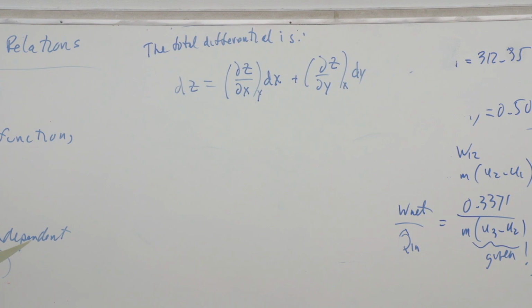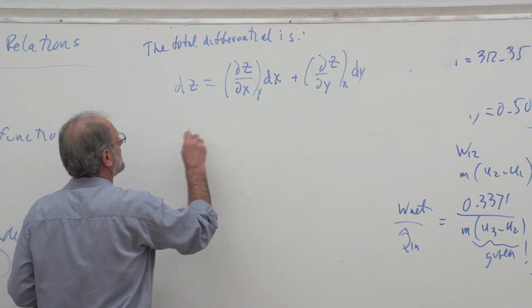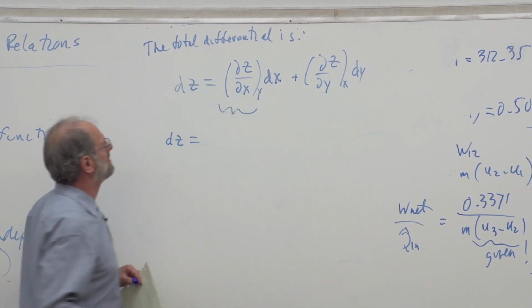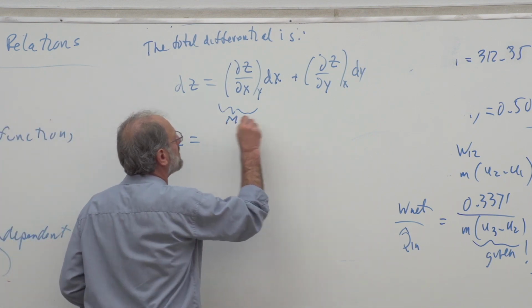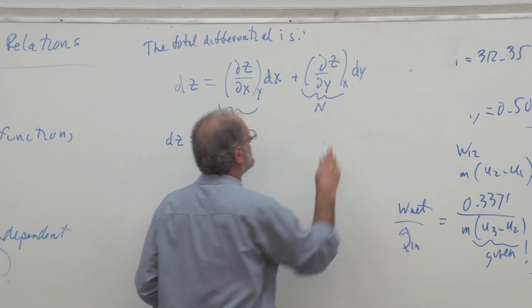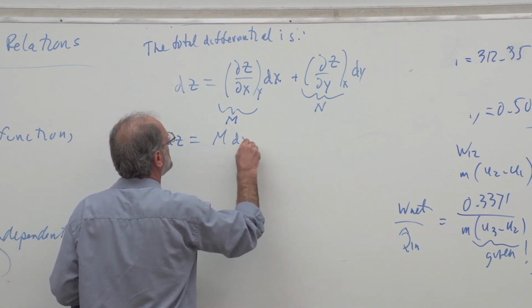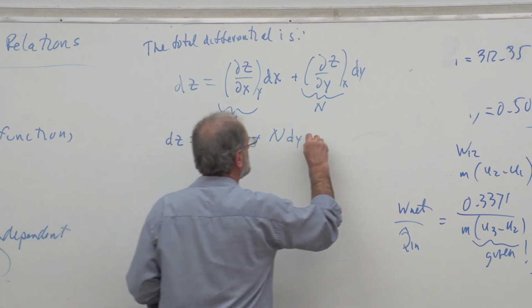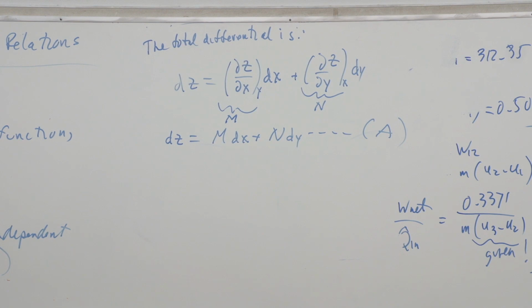Okay. Now, what I can do is I can change this a little bit. I'm going to let this first partial term be simply called M, and this second partial term N. So basically dz is equal to M dx plus N dy. Okay? And this particular equation, I'm just going to call equation A. We are going to use it quite a bit. Okay. So this is one equation that's of interest to us.